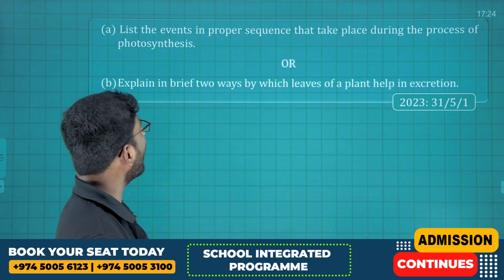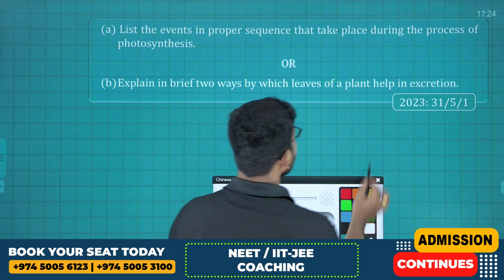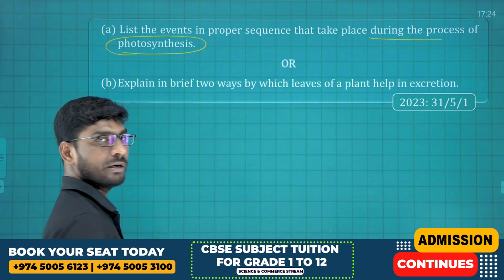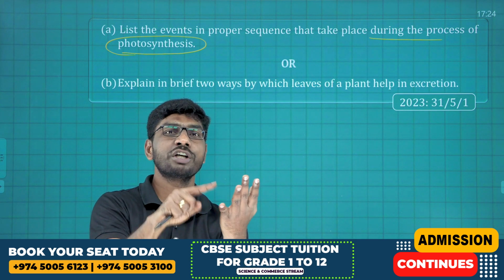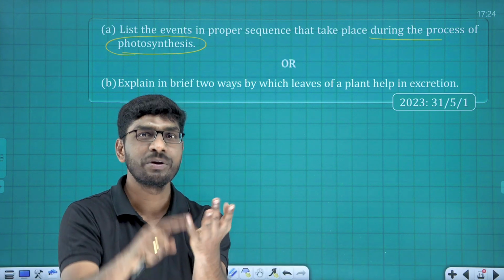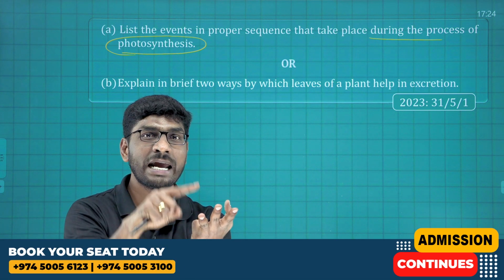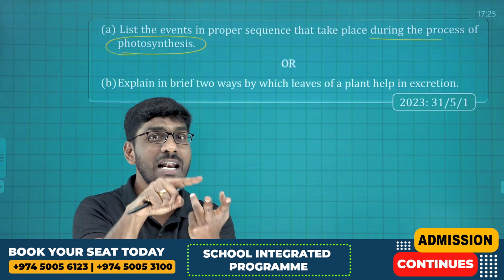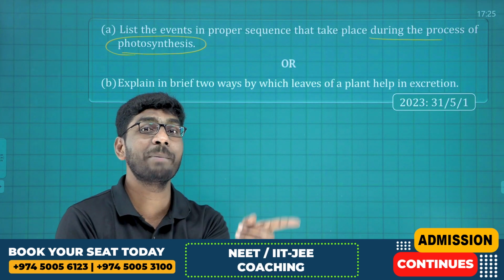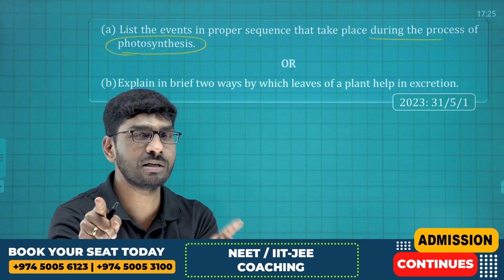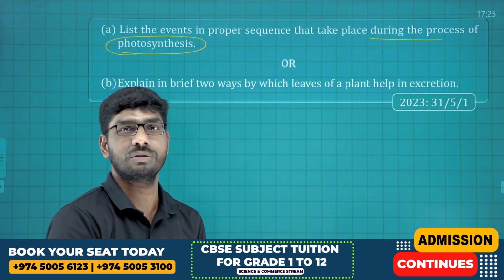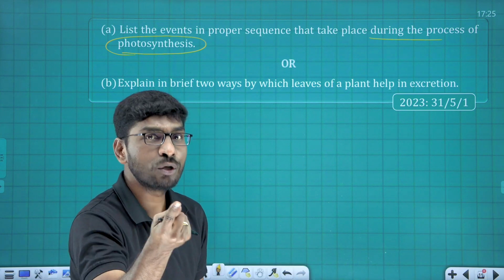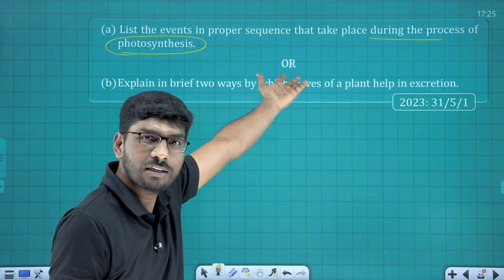List the events in proper sequence that take place during photosynthesis. Just now we covered it. What are the three events? Absorption of sunlight by chlorophyll. Number 2, conversion of light energy to chemical energy and splitting of water in the thylakoid. Last one, reduction of carbon dioxide into carbohydrate, as given in NCERT. You know what carbohydrate means? Glucose. Carbon dioxide converts into glucose. They are asking for 3 steps. These are the 3 events.